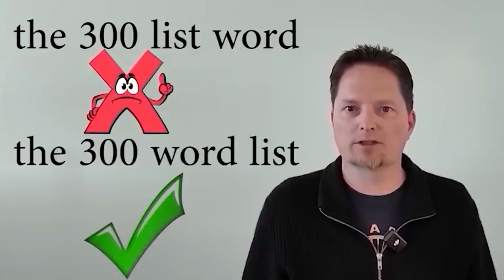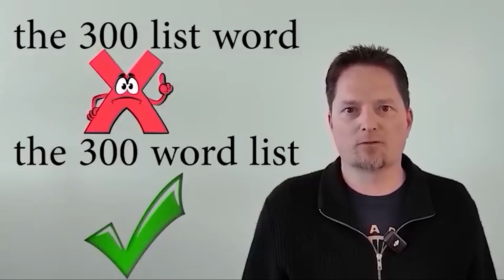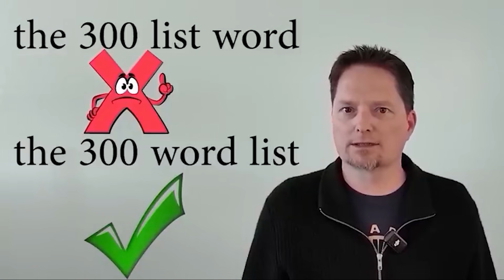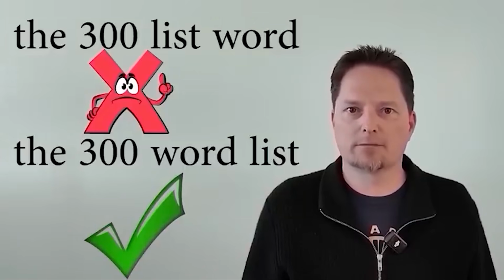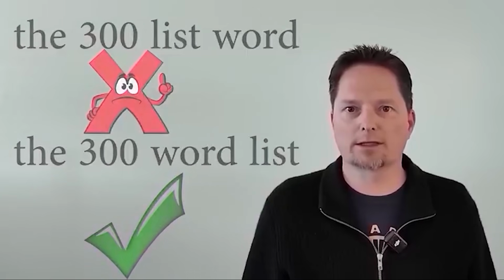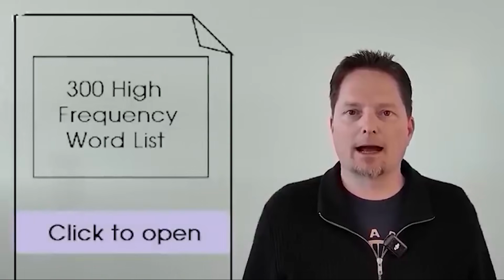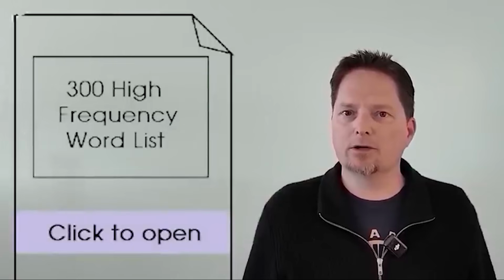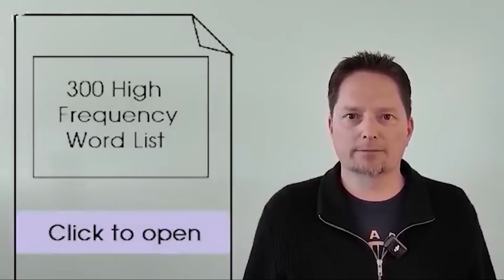300 word functions as an adjective. There's no S, it goes before list. The 300 word list. Not the 300 list word, and not the 300 words list, but the 300 word list. You can get the 300 word list there with the link. By clicking the link, you can get the 300 word list. Let's practice. How can you get the 300 word list? Can you get the 300 word list by clicking the link? That's right, you can get the 300 word list by clicking the link.